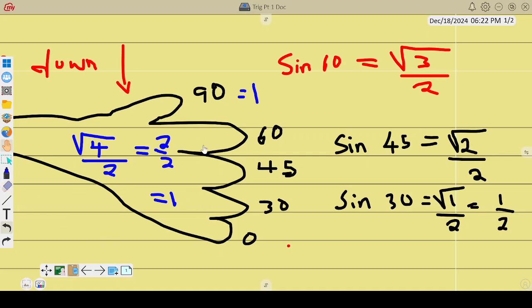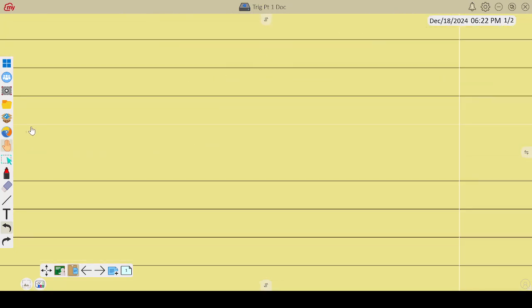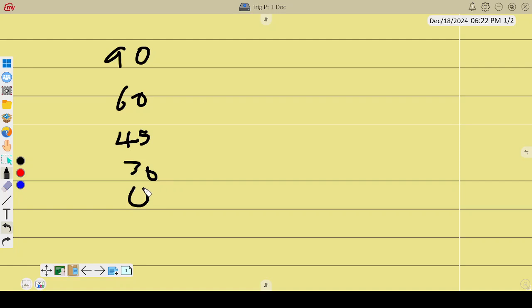From here we can go to cos. So obviously cos will be the opposite. We count the numbers which are above a certain special angle. So always remember the hand. This time I'm not going to draw the hand, but you know how the numbers are following each other. We have 90, 60, 45, 30, and 0.